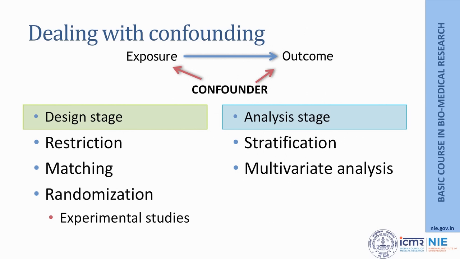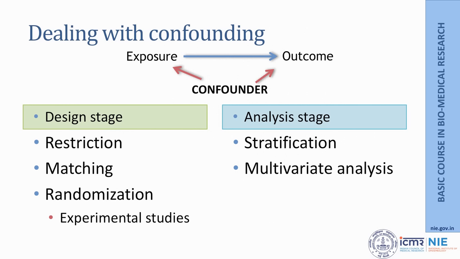In experimental studies, we do what is called randomization, and that automatically takes care of the confounders and makes sure that the two arms in a randomized trial are similar in terms of the confounding variable. Now, at the time of analysis, what we need to do in every study is to first test whether there is any confounding, or whether there are variables which could be acting as confounders, which need to be taken care of at the time of analysis.